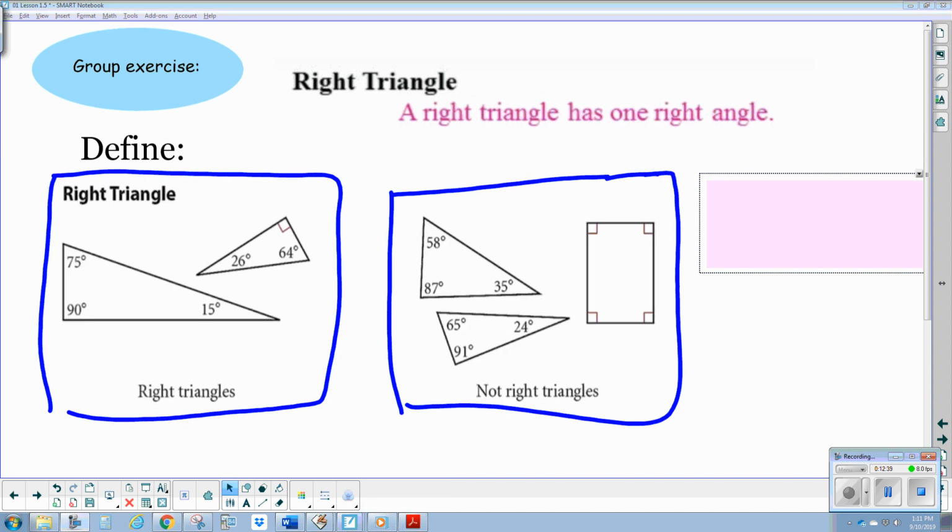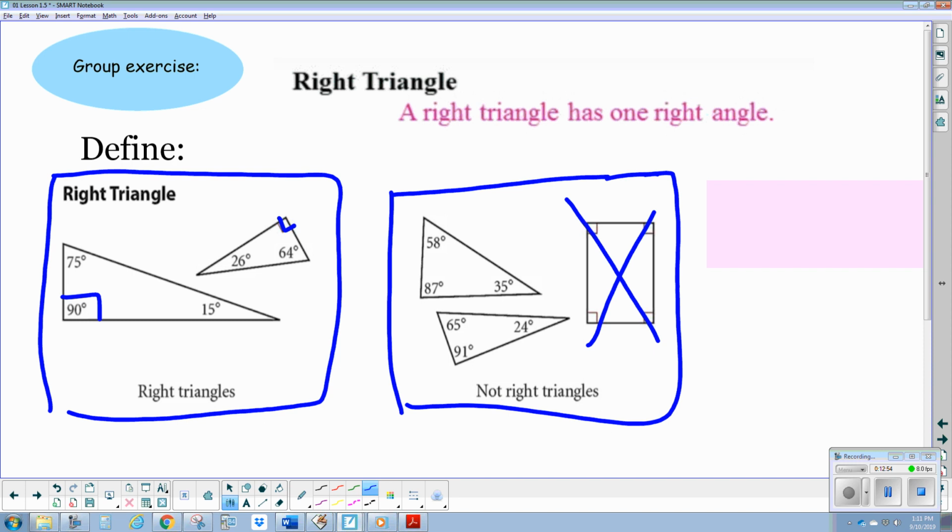A right triangle is a triangle that has exactly 1 right angle. So a right angle, remember, is 90 degrees, and it's marked with a right angle mark or it's labeled 90 degrees. This, although it has a right angle, is not a triangle.